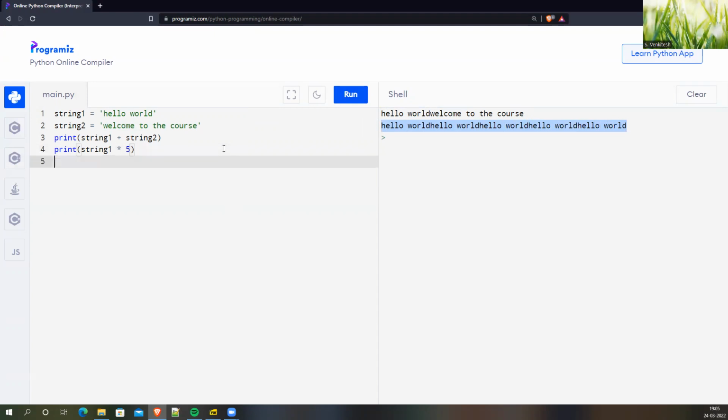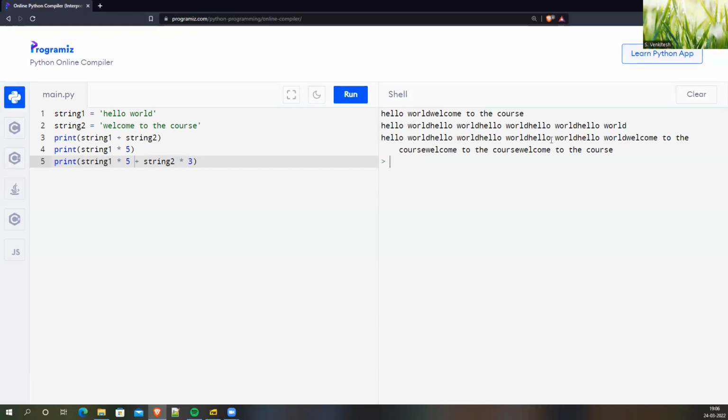Is that okay? Now I can do multiple things like this. So I can say print string1 times 5 plus string2 times 3. What do you think will be the answer? Again, the same rule. Multiplication will be followed first and then addition will happen. So of course you get hello world 5 times and then welcome to the course 3 times.